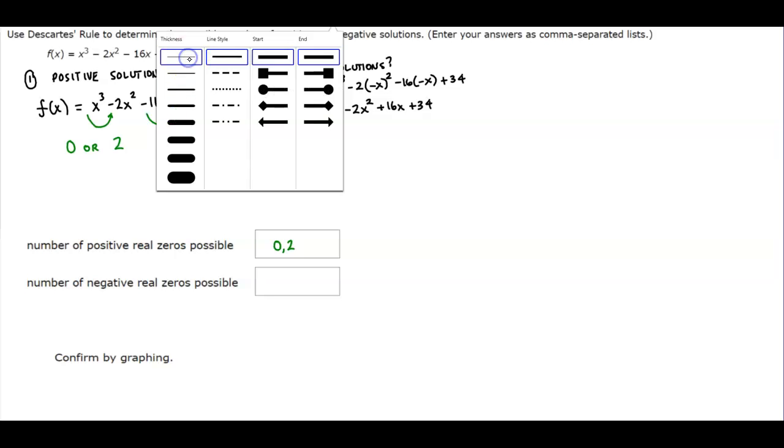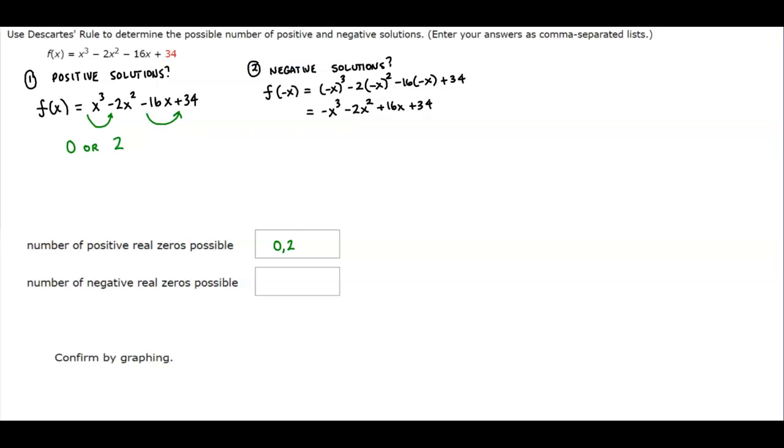So here we want to determine where there are sign changes. Well, there isn't a sign change between the first and the second term. There's a sign change here, and then there's only one of them. So we only have one. So therefore, there is one possible negative real zero.